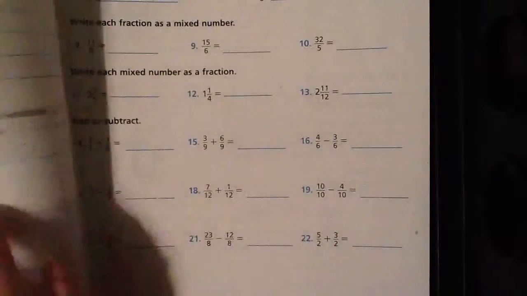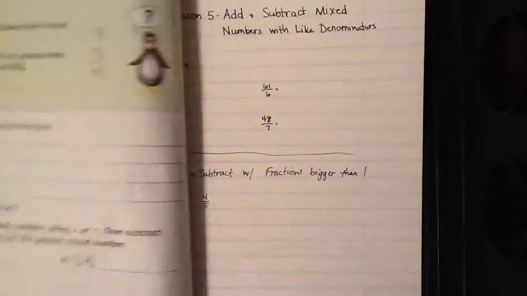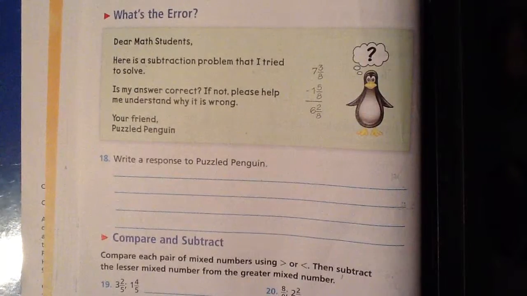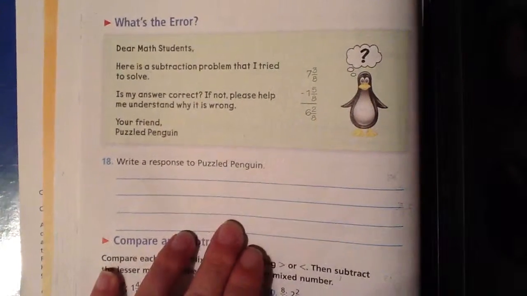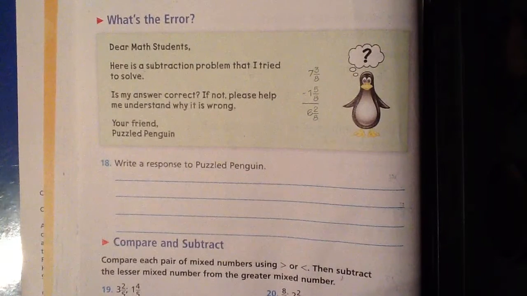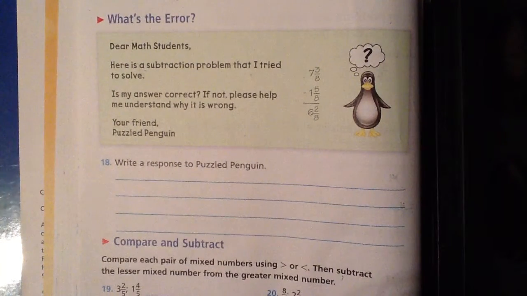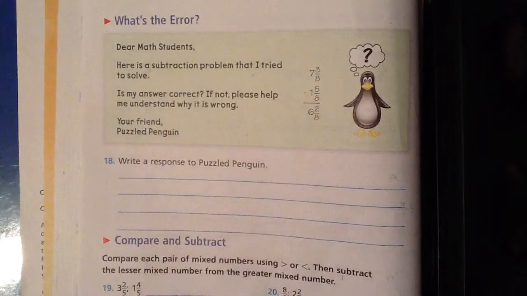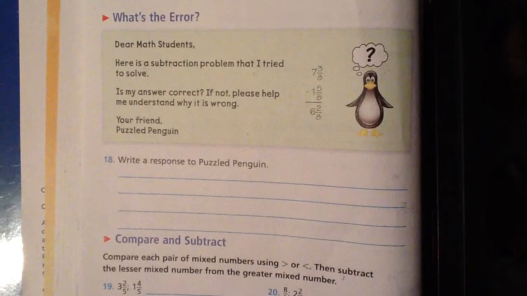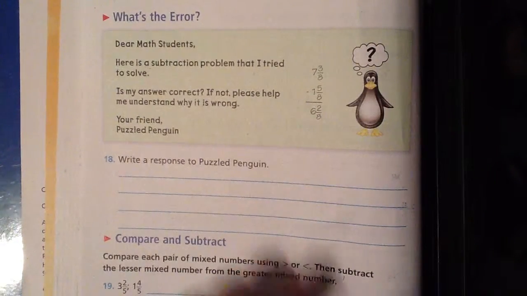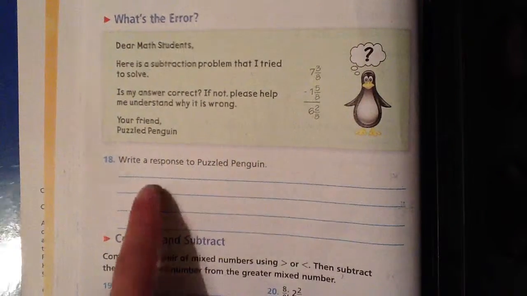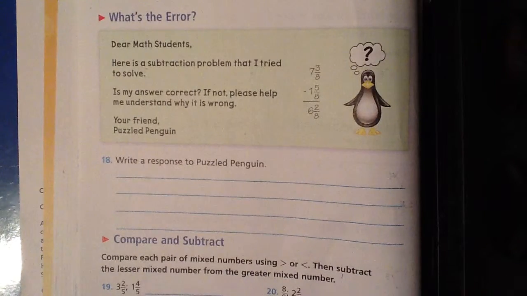Go ahead and turn the page to page 210. On page 210, we have Puzzled Penguin. Dear math students, here's a subtraction problem that I tried to solve. Is my answer correct? If not, please help me understand why it is wrong. Your friend, Puzzled Penguin. Look at this problem. He did 7 3/8 minus 1 5/8 to get 6 2/8. Think about the problems we just did on the previous page. He's trying to take 5/8 from 3/8. Is this possible? Write your response to Puzzled Penguin for number 18.